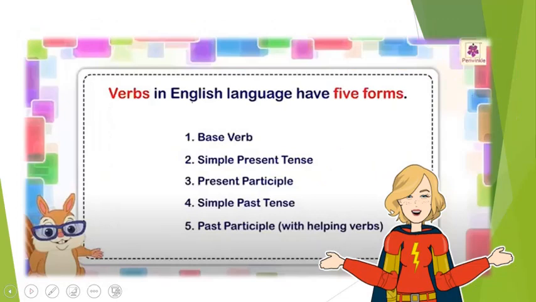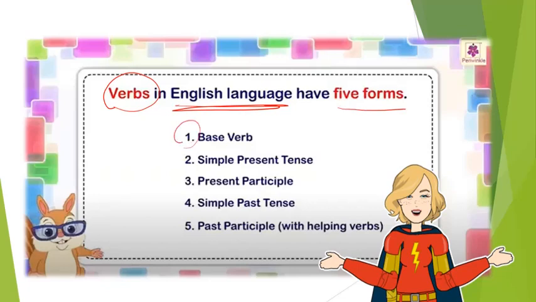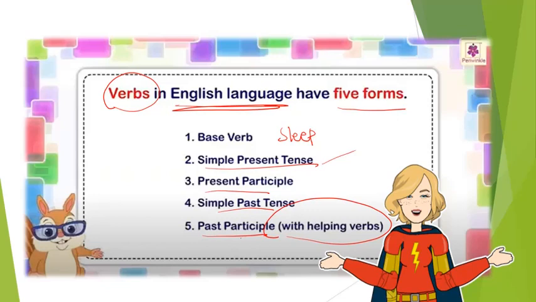See, in English language, the verb, the action word, it has 5 forms. First one is the base verb, the original word, like sleep. Simple present tense is there. If you are talking in the present tense, we will use the present form of the verb. Present participle form is also there. Simple past tense and past participle. Something is written in the bracket here. That past participle, it always comes with the helping verbs.